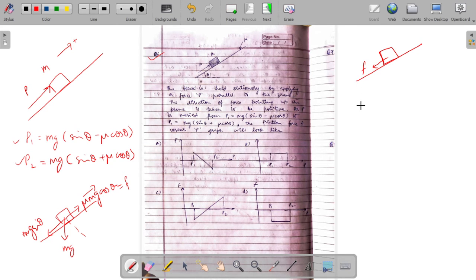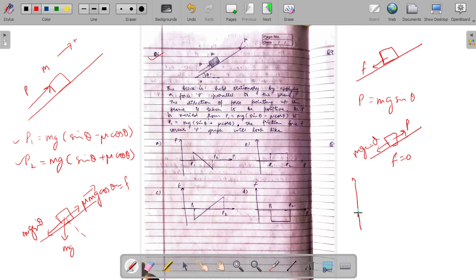So what would happen if the value of P is simply mg sin theta? If the value of P is simply mg sin theta, then we would say that friction is not required at all. The gravitational force would be balanced by the value of P, and the value of friction would be 0.